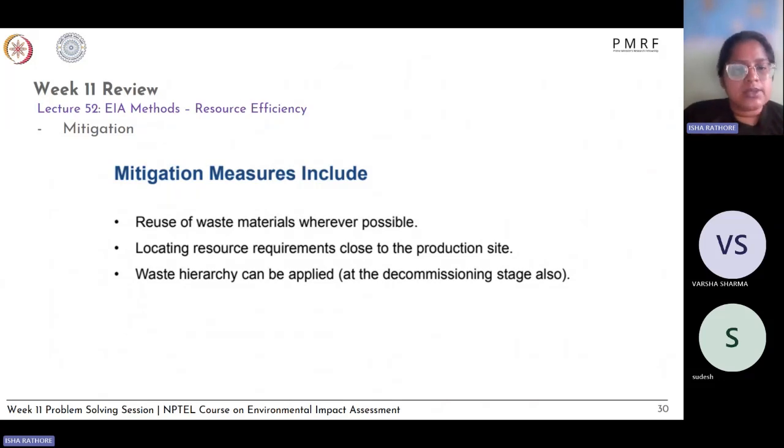So the use of materials wherever possible, locating resource requirements close to production site, that is where you are sourcing your original material, so that transportation cost or carbon emissions because of transportation for that material can be reduced. Then the waste hierarchy can be applied. So the hierarchy which we looked up at, reducing, recycling, reusing, and all of those, is being followed. So these are mitigation measures which can be used for establishing resource efficiency.